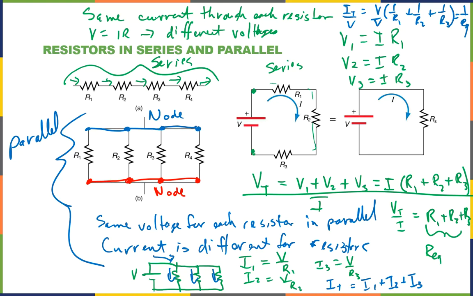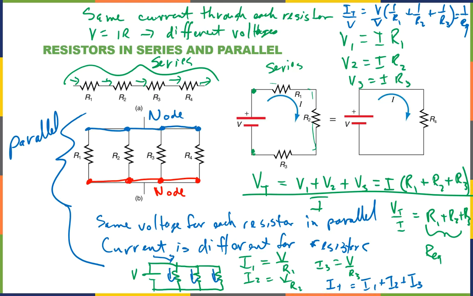So that's R equivalent. So if you have resistors in parallel, 1 over R equivalent is equal to 1 over R1 plus 1 over R2 plus 1 over R3. What does this mean in practice? In practice, it means that the total resistance in parallel is smaller than your smallest resistor you started with. When you add resistors in parallel, you get a smaller resistance.